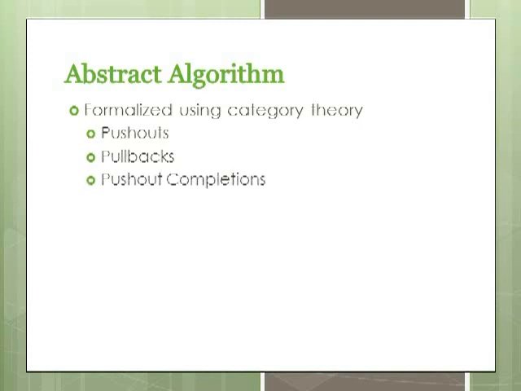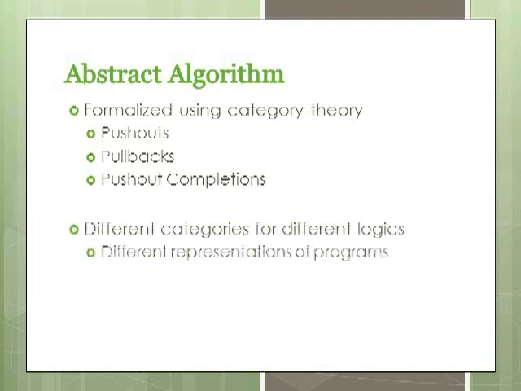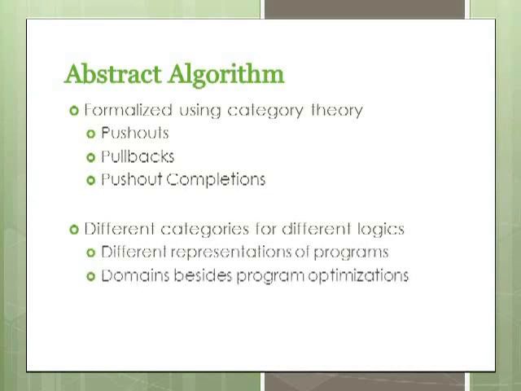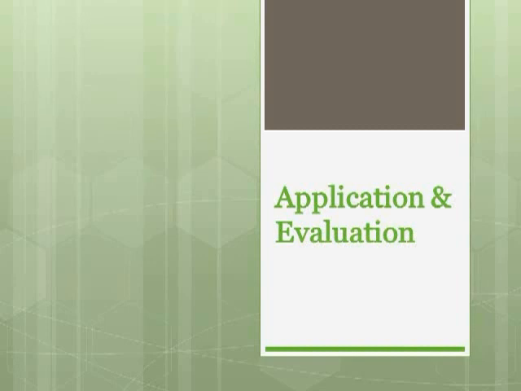This layer of abstraction allows us to adapt our proof generalization algorithm to different logics by using a different category for each logic. In this way, we can use different representations of programs, and we can even apply proof generalization to domains besides program optimizations. At this point, I'd like to show you a number of applications and evaluations of this proof generalization technique.